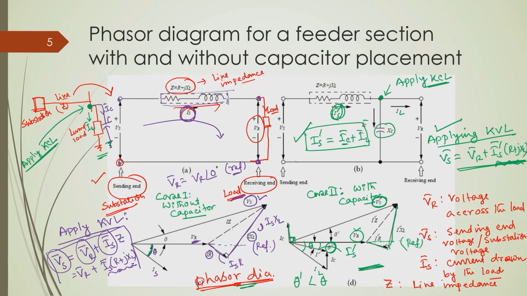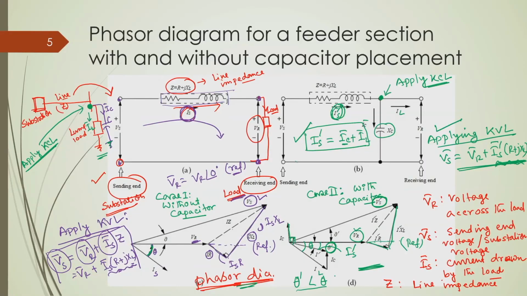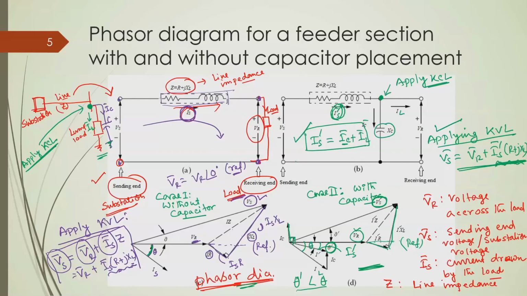So, what is the implication of theta dash? It represents the net power factor angle of the load, which has changed from theta to theta dash. Since theta dash is lower than theta, the power factor is also improved, because a higher power factor is preferable to us. Why it is so, I will come to that. So, since theta dash is less than theta, we can say the power factor is improved.